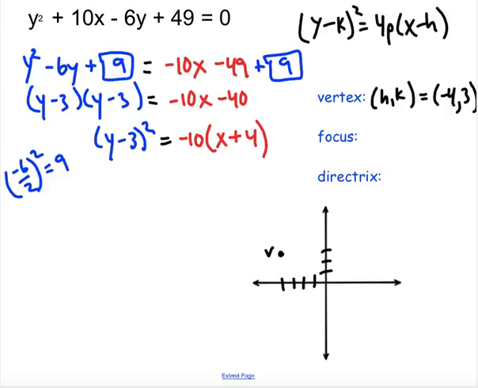And then we need to figure out what's happening with p. So remember, this number out in front here is 4p. So it looks like -10 equals 4p. We divide by 4, p is -2.5.